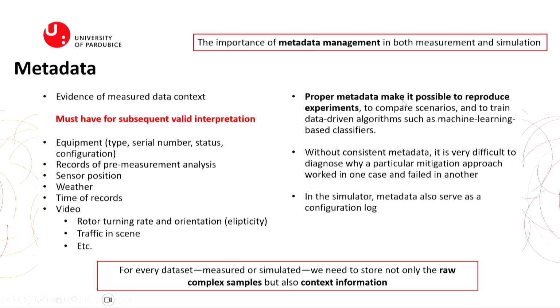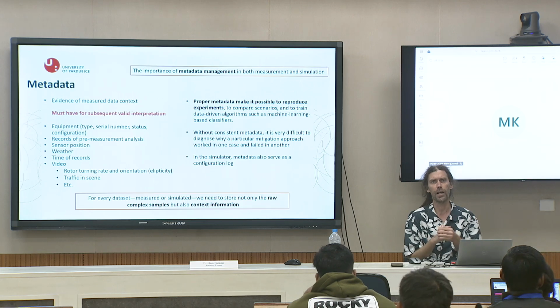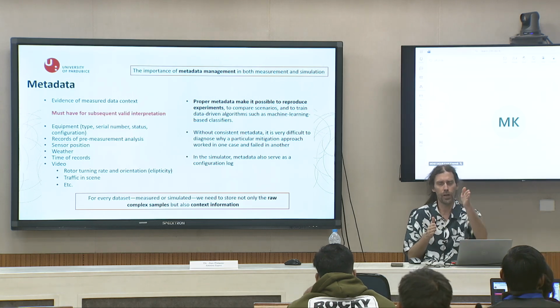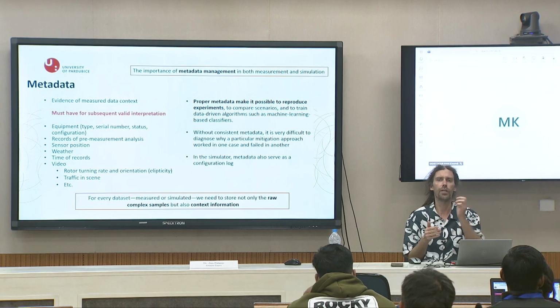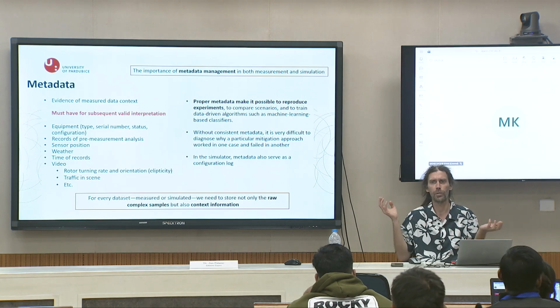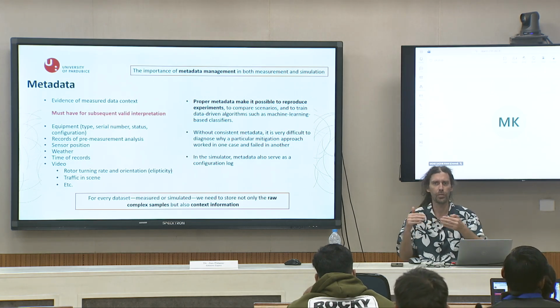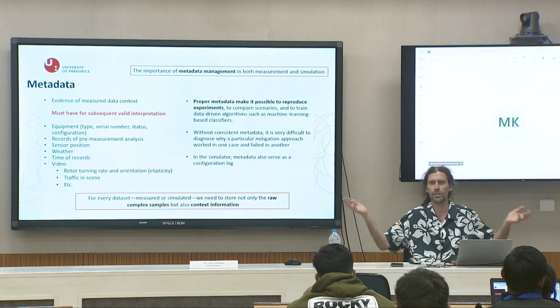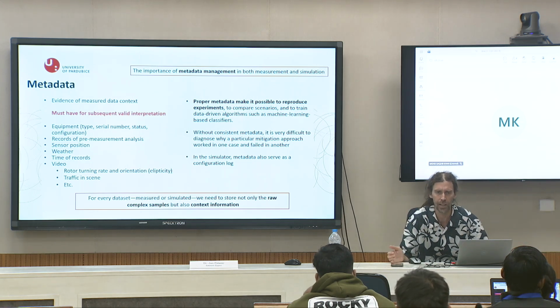So proper metadata make it possible to reproduce experiments by your designed simulator. So it helps you very much. You can also compare scenarios. Okay, we make measurement at 3 kilometers and 5 in same line of sight. What is the difference? But if you don't have information that it was 3 and 5 kilometers, for you it is just data without any meaning.